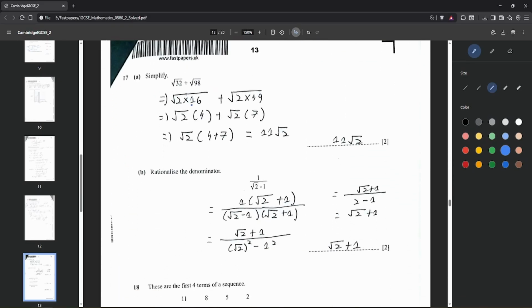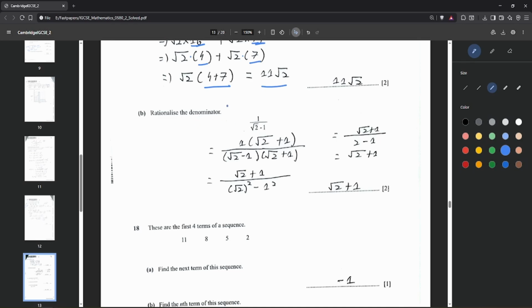On the next question, we have to simplify this. We have root 32 here and root 98. At first we need to break this down. We can write 32 as 2 into 16, and we can write 98 as 2 into 49. The numbers 49 and 16 are square numbers. So we can replace 16 with a 4 and root 2 will be multiplied by this. We can replace 49 with a 7 and root 2 will be multiplied by this. Then we add 4 and 7 to get 11. So this becomes 11 root 2.